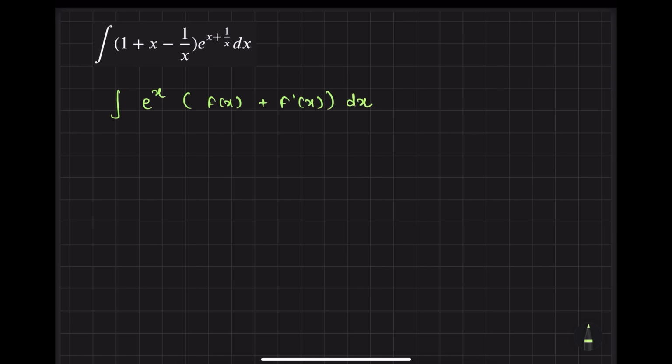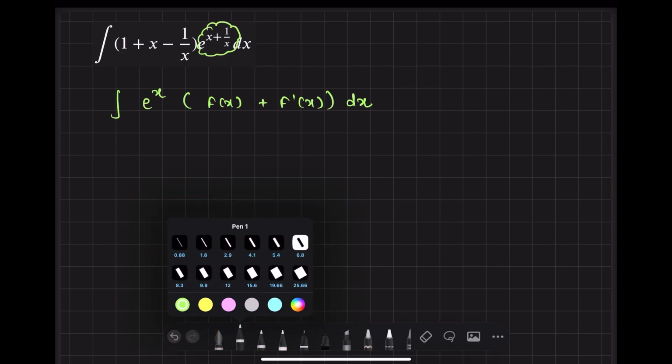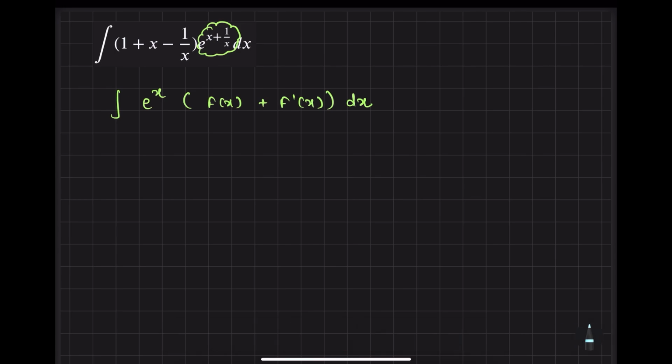So suppose that this is your e power x. First we will handle that one and let's see what happens. Suppose we got z as e power x plus 1 by x. Now do the differentiation, so it is dz by dx. Integration of e power x is e power x, so e power x plus 1 by x.